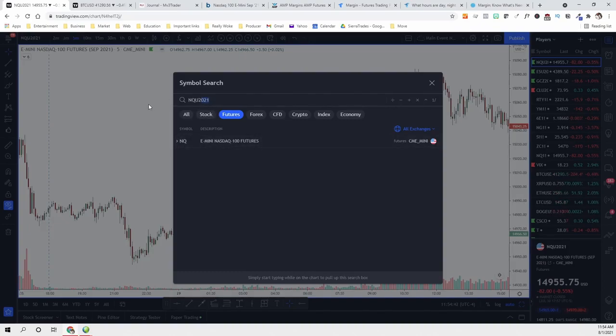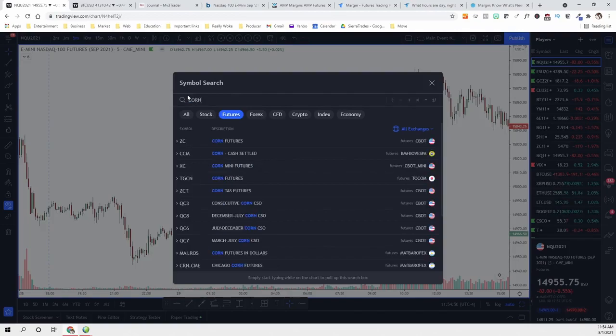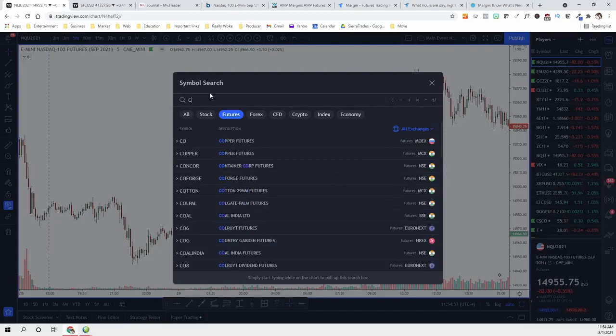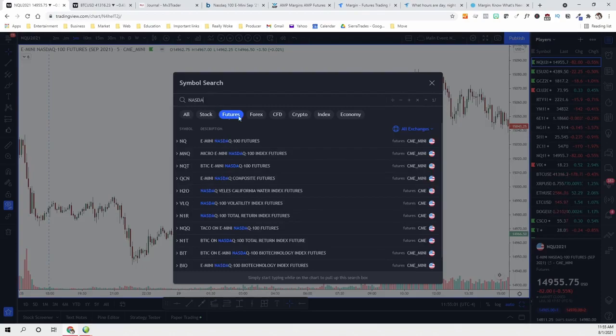Now, if you have no idea what the letters are, let's say I want to look up corn, you can come in here, click this futures tab right there, type in corn, and it'll give you the symbol for corn. Or let's say I didn't know what NASDAQ was, I can just come here and type in NASDAQ under futures, and it gives you NQ for the E-minis and MNQ for the micro E-minis, and there's some other stuff in there, but these are the two most popular, right? So it's really that simple.